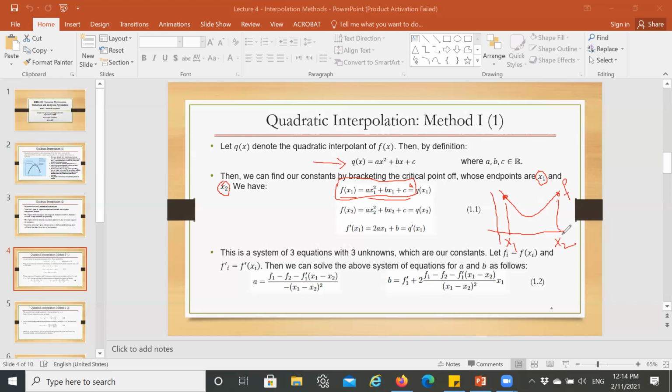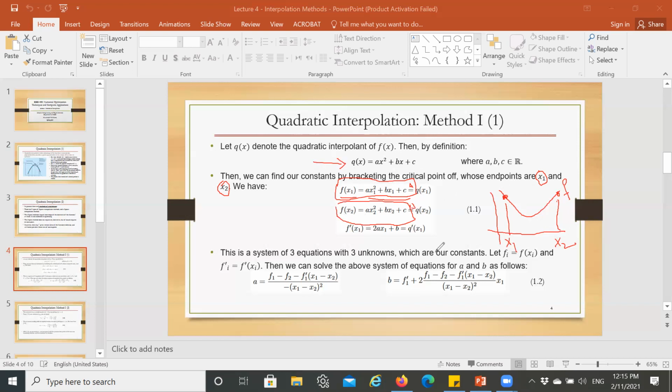Similarly, I have the other endpoint, which is x2. If I evaluate the functional value, it will give me f of x2, which is some known value. And I will get a second quadratic equation, and I call this q of x2. Okay. Now I have 2 points.